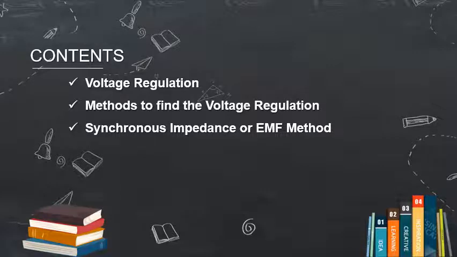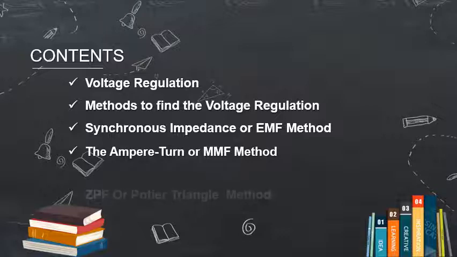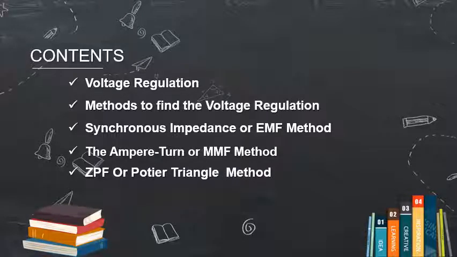The methods to find out the voltage regulation are basically of two types: direct loading method and indirect loading method. So we will discuss these two methods. In the indirect method, we will discuss the synchronous impedance, also known as the EMF method. Second is the Ampere-Turn, also known as the MMF method. Third is ZPF, meaning zero power factor, or Potier triangle method. And fourth is the ASA method, meaning American Standard Association method.